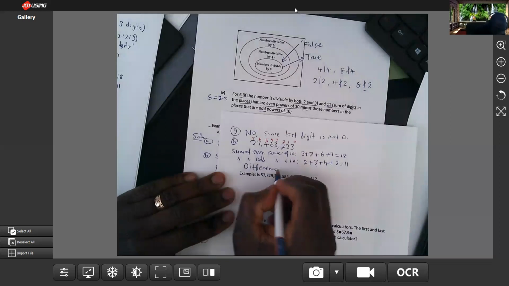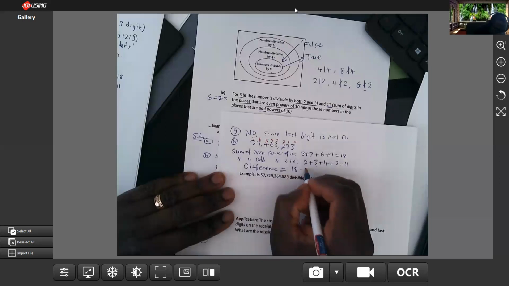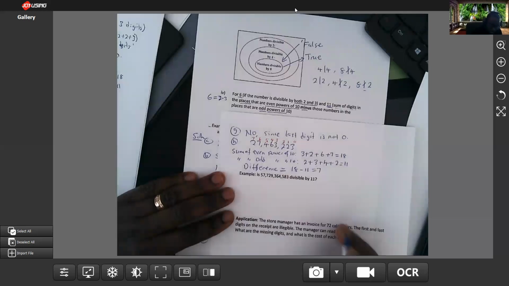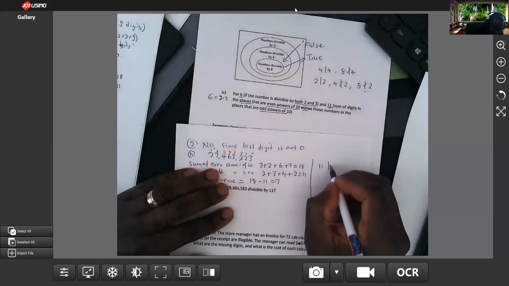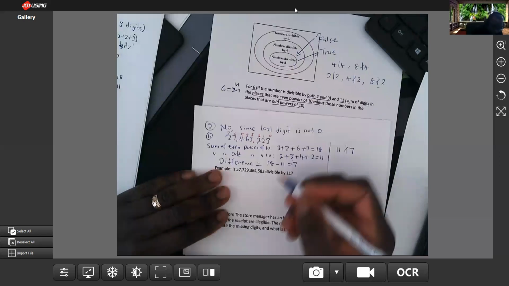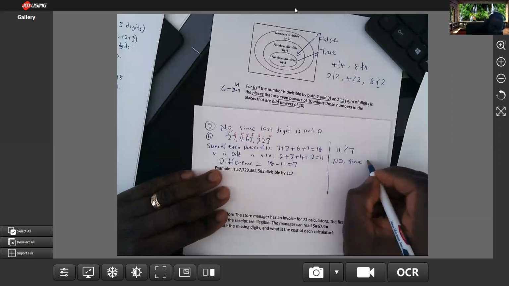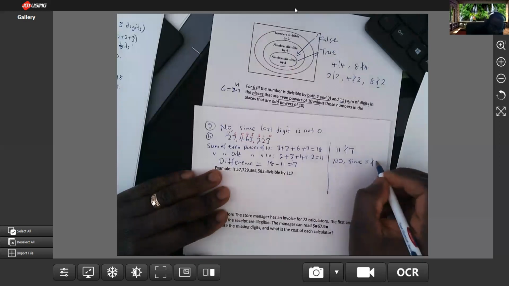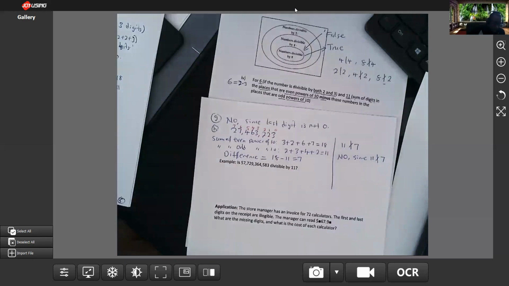The difference between these two numbers is what? 18 minus 11 is equal to 7. So the question is, we know that 11 doesn't divide 7, and therefore the answer to the question is no. The reason is, as I stated, 11 doesn't divide the difference between the sum of the even and odd powers of 10.